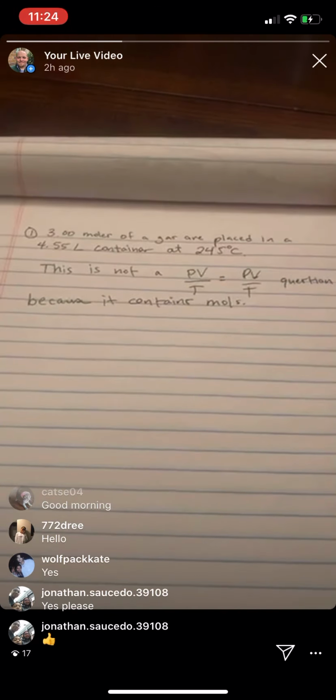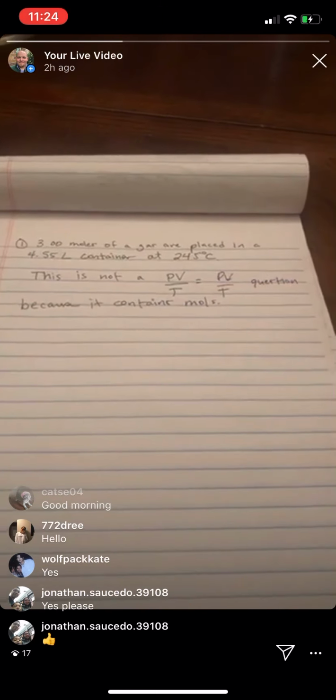I really wish IG would let you turn this thing sideways because you get a better screen that way. It's dumb.